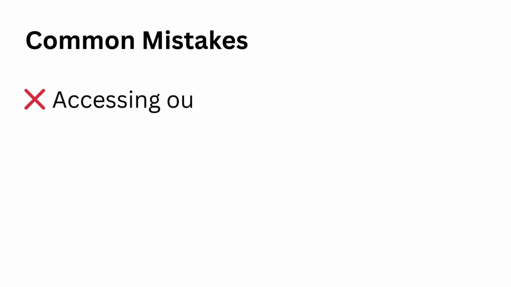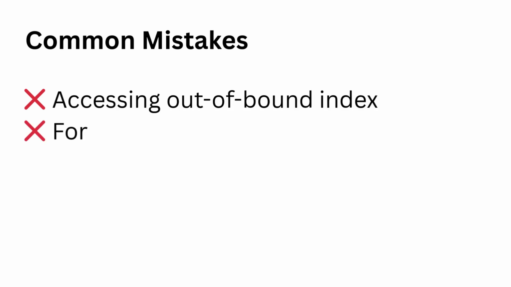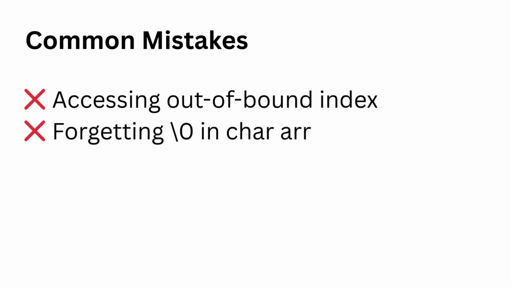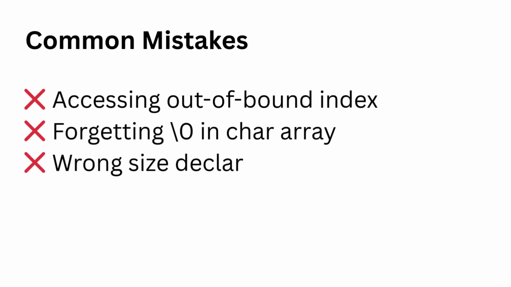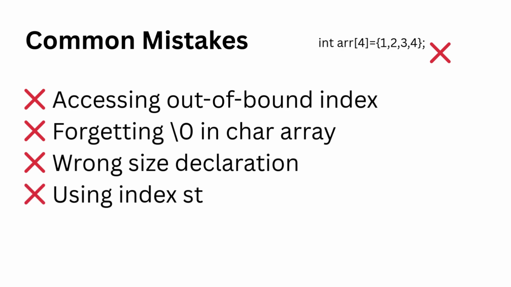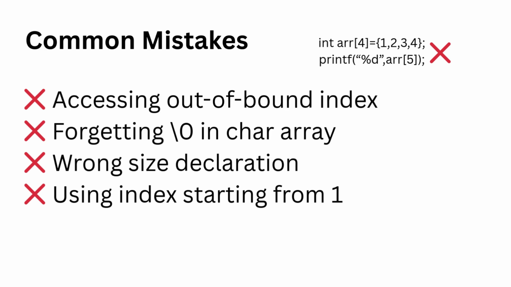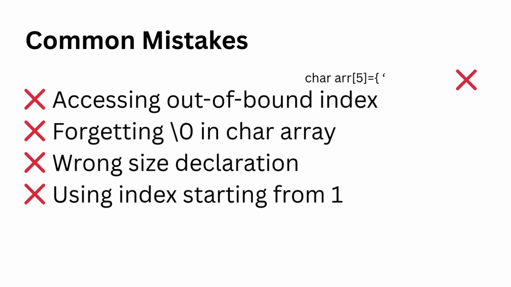There are some common mistakes made by coders or programmers. The first one is accessing an out of bound index. For example, there is a variable arr of integer type which has a maximum size of 4. But if you want to print the fifth element, it will not work because this is out of bound. The second one is if you forget to include the null character in a character array. Here we see that arr5 is a character array, but we forgot to include the null character in the array. So it will also create an error.